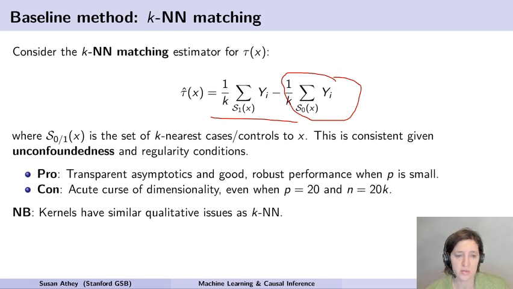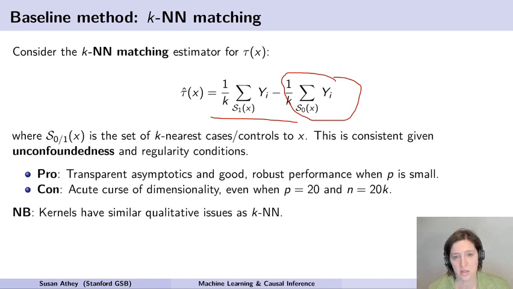An advantage of this method is it's very straightforward to understand what's going on, and it actually has good, robust performance when the number of covariates is small. But a challenge with it is that it has an acute curse of dimensionality, even for relatively small numbers of covariates. Say if we have 20 covariates and 20,000 observations, the curse of dimensionality starts to kick in.